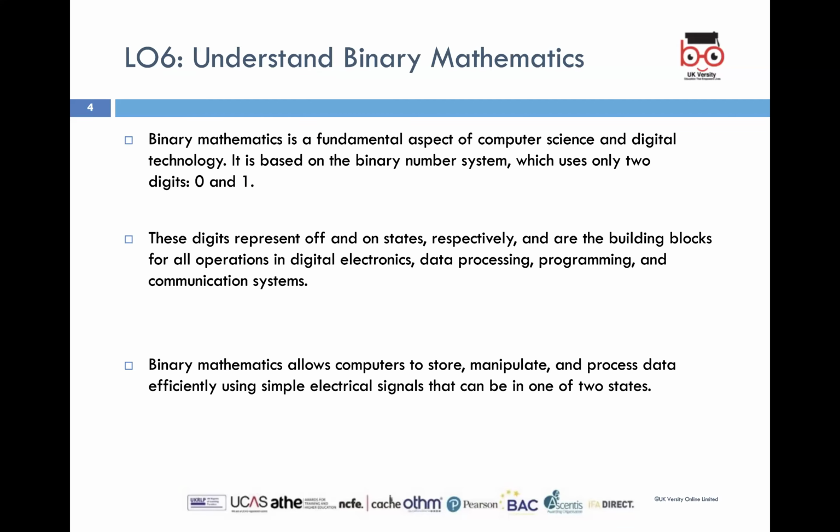So binary mathematics is a fundamental aspect of computer science and digital technology. It is based on the binary number system, which uses only two digits, 0 and 1. These digits represent off and on states, respectively, and are the building blocks for all operations in digital electronics, data processing, programming, and communication systems. Binary mathematics allows computers to store, manipulate, and process data efficiently using simple electrical signals that can be in one of two states.